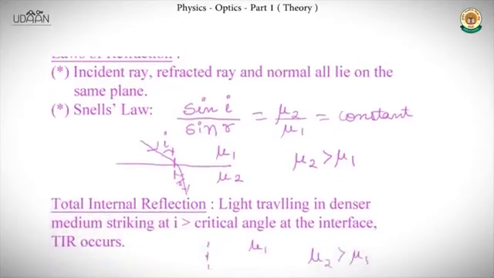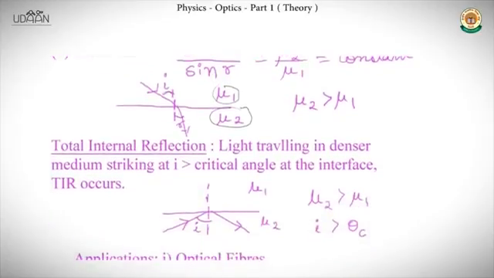And Snell's law, which says that the sine of the angle of incidence by sine of the angle of refraction is equal to the refractive index of medium 2 by the refractive index of medium 1, which remains constant for a given pair of media. So the angle of incidence is this and the angle of refraction is this, and mu1 is this and the corresponding mu2 is this.